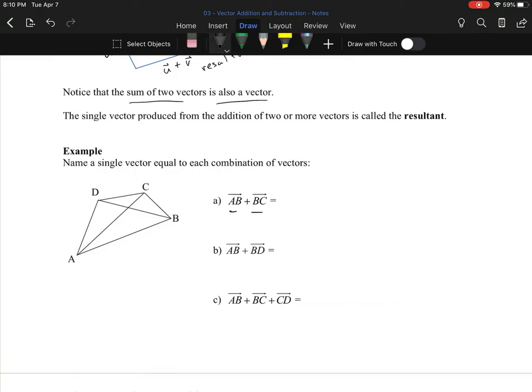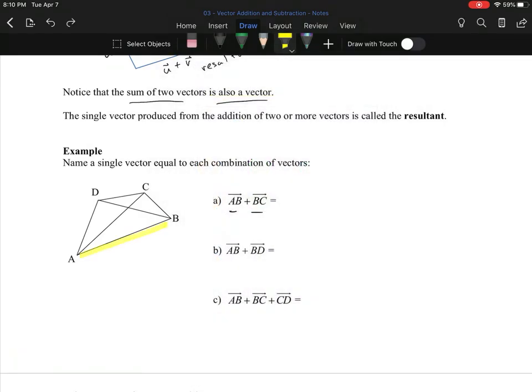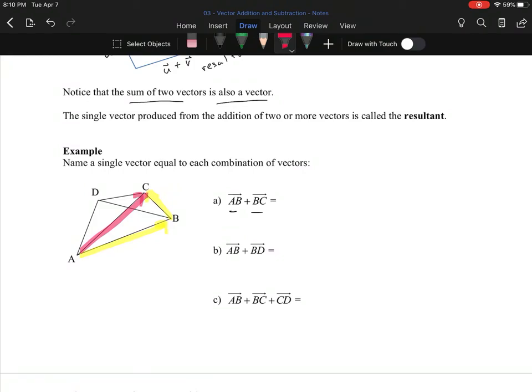Okay, so some examples. Name a single vector equal to each combination of vectors. And if you're really following along, you don't need the picture to know what AB plus BC is going to be, but I'll show it on the picture anyways. If we do AB right there, and then we add to that BC right there, the sum total is, in red here, AC. So AC, and you can do that algebraically. That's great if you see that. If you can see that AB, BC will be AC, no problem. But the picture really shows it.